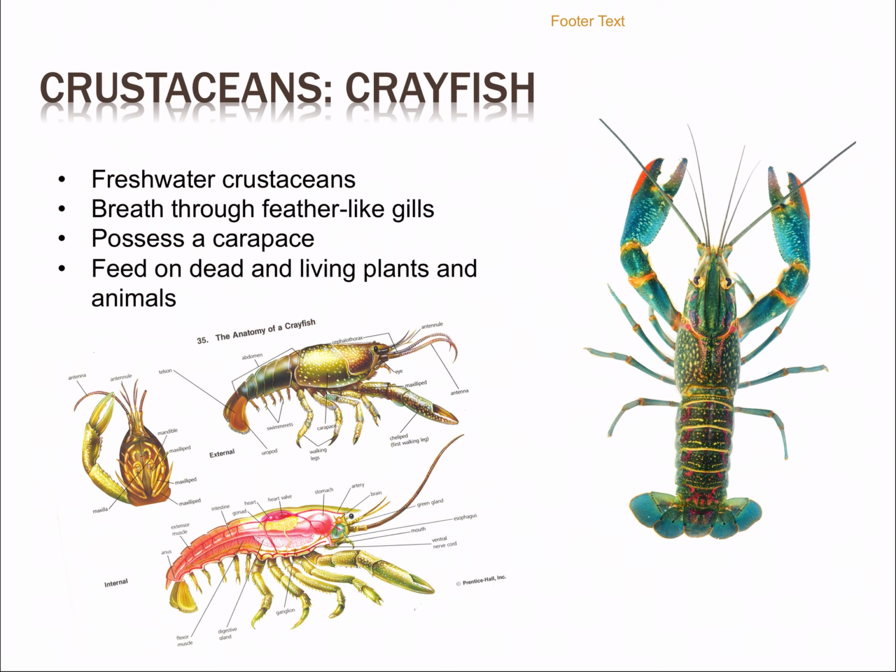One of the hallmark crustaceans are the crayfish. These are freshwater crustaceans. They're like little lobsters. They breathe through feather-like gills. They have this hard plate in their back called a carapace. And we find them generally in streams, feeding on dead and living plants and animals.